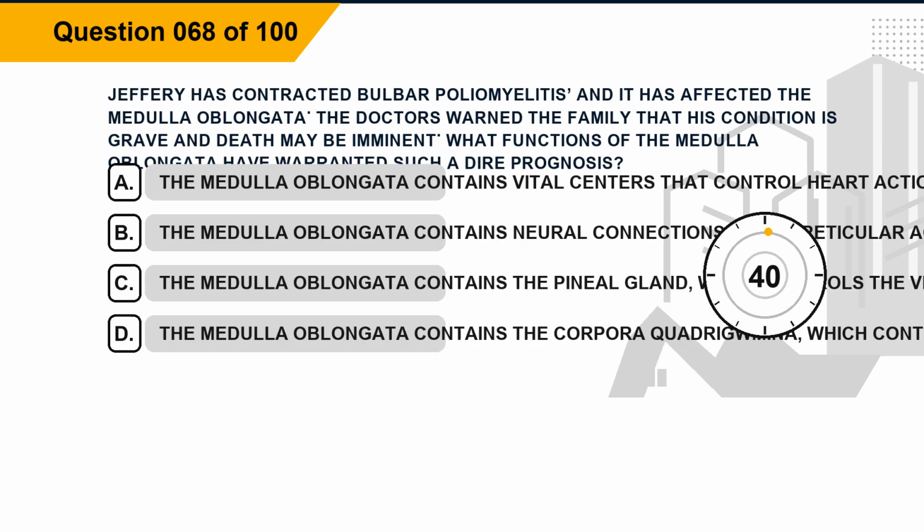Question 68. Jeffrey has contracted bulbar poliomyelitis, and it has affected the medulla oblongata. The doctors warn the family that his condition is grave and death may be imminent. What functions of the medulla oblongata have warranted such a dire prognosis? Option A. The medulla oblongata contains vital centers that control heart action, blood vessel diameter, and respiration. Option B. The medulla oblongata contains neural connections of the reticular activating system. Option C. The medulla oblongata contains the pineal gland, which controls the vital centers. Option D. The medulla oblongata contains the corpora quadrigemina, which controls the neural transmission of impulses along the spinal cord.